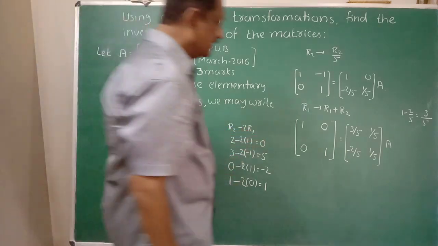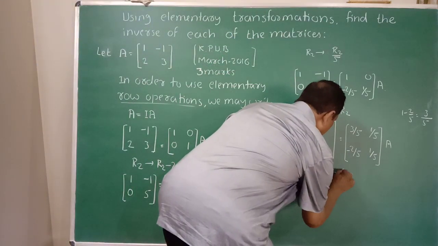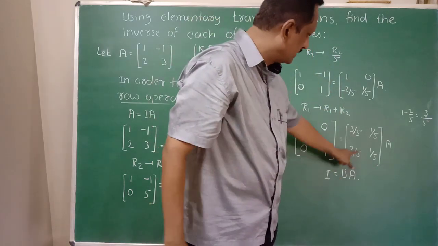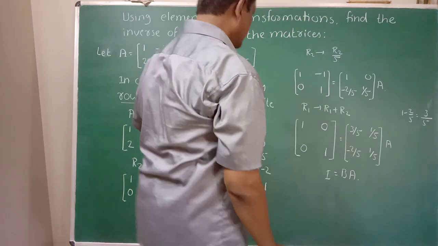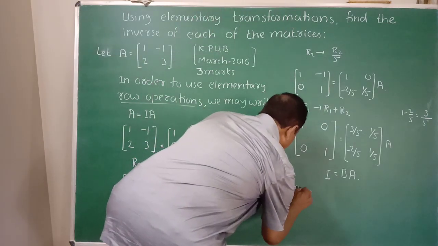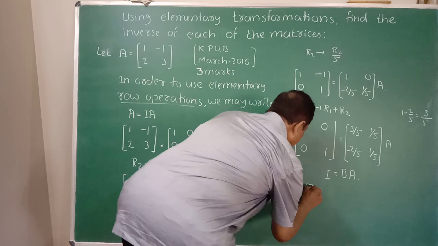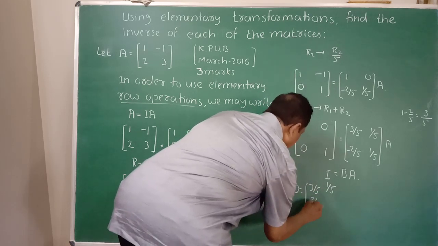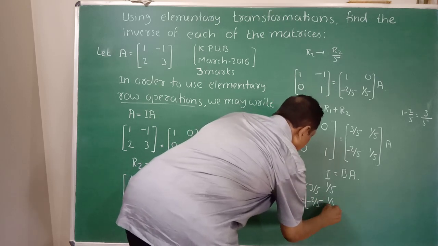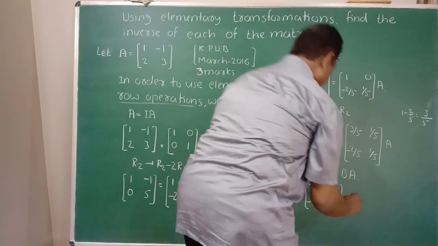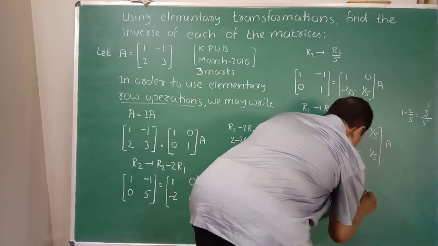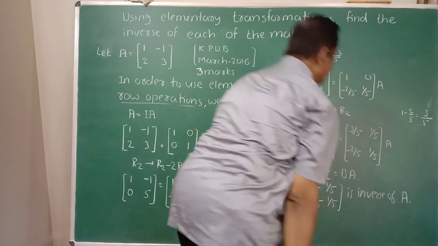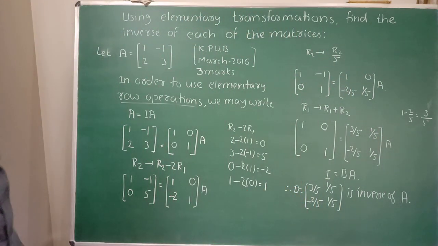Therefore it is in the form of I is equal to B into A. So B is equal to this, which is the inverse of the given matrix. Therefore B is equal to 3 divided by 5, 1 divided by 5, minus 2 divided by 5, 1 upon 5, is the inverse of the matrix A.